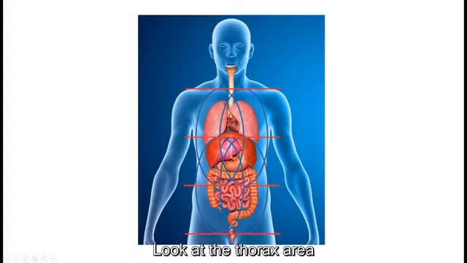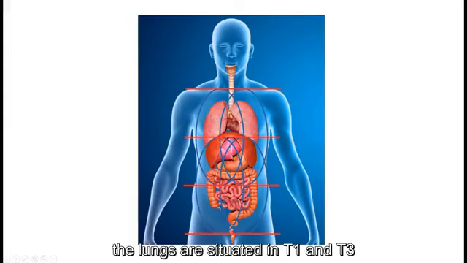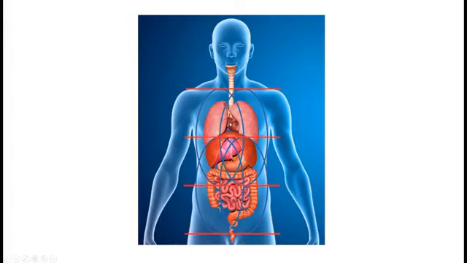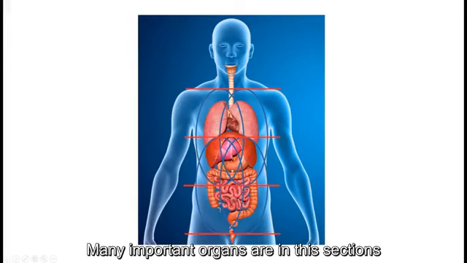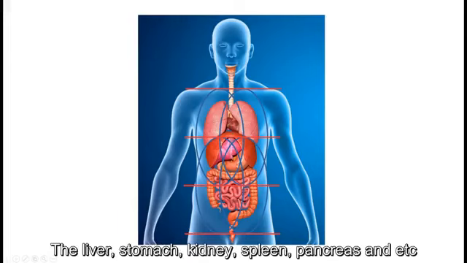Look at the thorax area. It covers the lung and heart. As you can see, the lungs are situated in T1 to T3. The heart is at the center, at T3. Then the abdomen section. Many important organs are in this section: the liver, stomach, kidney, spleen, pancreas and so on.